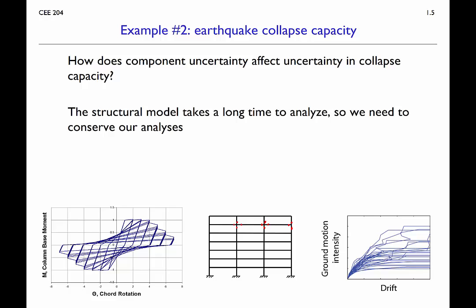The other constraint here is that my structural models generally take a non-inconsequential amount of time to analyze, even if it takes a few minutes to analyze one of these buildings under an earthquake load. I can't just try every combination of every random variable and brute force my way through this problem, because I might end up with a prohibitive amount of time to analyze. And so I want to think about being intelligent of how I can learn about the role of those parameters' uncertainties in the safety of my building.